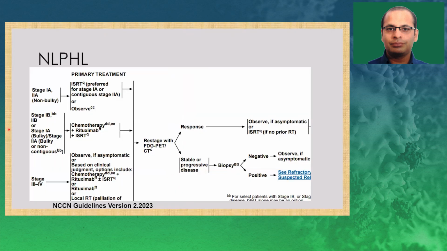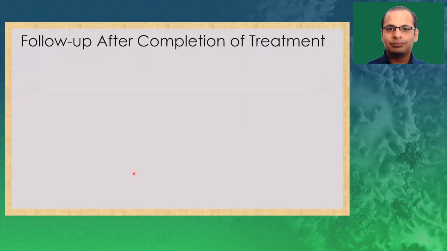How do we treat? For stage 1A and 2A, very good results have been shown with only involved site radiation therapy or even observation. Rituximab has been used in certain cases, but the PFS is not that great. For stage B or 2B, chemotherapy with rituximab is used. For stage 3, commonly chemotherapy with rituximab and involved site radiation is used. If the disease relapses, you can use rituximab in combination with any of the second-line chemotherapy regimens used for classical Hodgkin lymphoma.